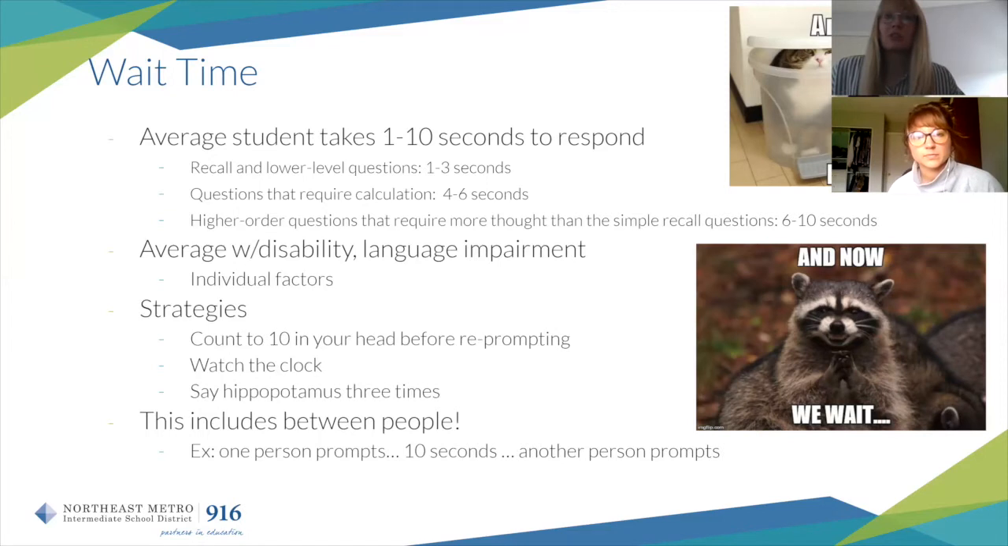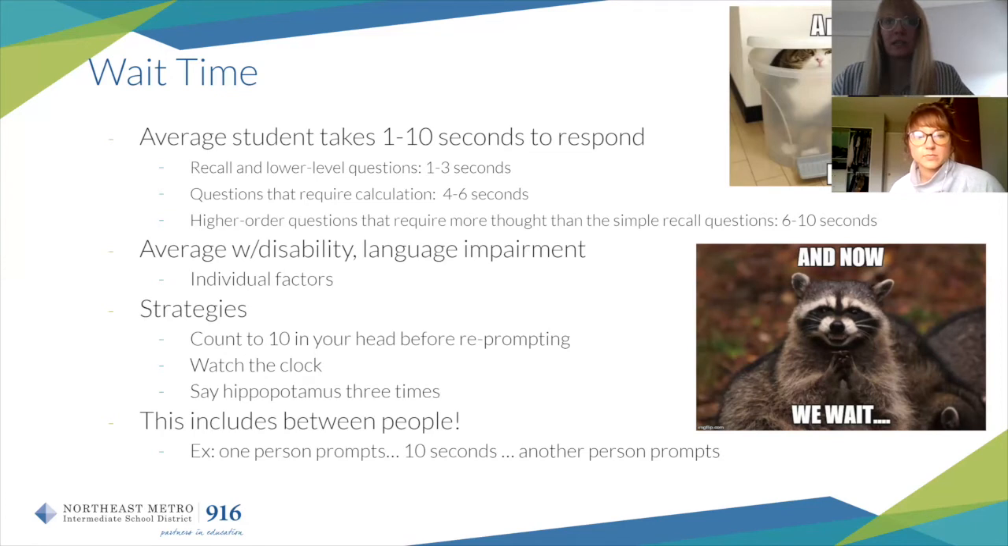Some strategies to help make sure you're waiting long enough is to count to 10 in your head before saying anything to your student or giving them another prompt. So this is something I do. It's kind of awkward, but just counting to 10 can be a super simple way to make sure you're giving your student enough time to respond to what you're asking. If you're in a classroom that has a clock, just watch the clock. Make sure the little second hand goes 10 to 15 seconds before you say anything additional to your student. I know some people say hippopotamus three times before giving another command or saying something else to your student.